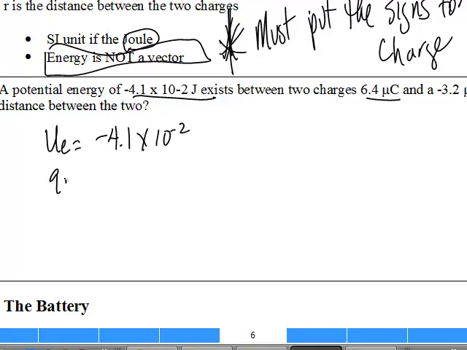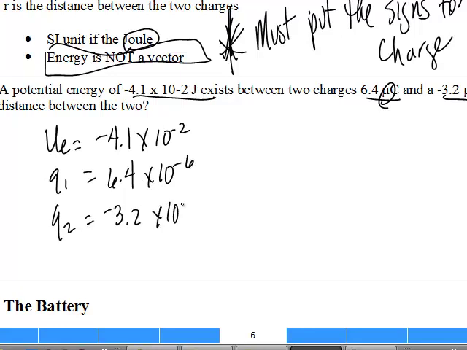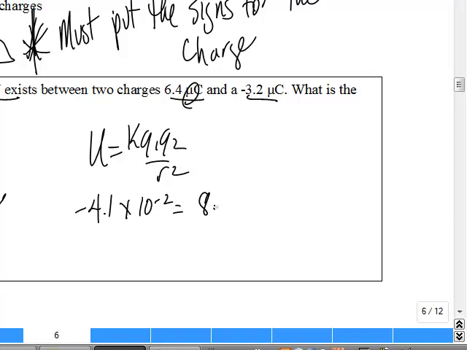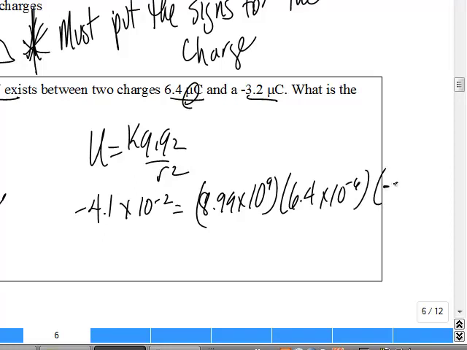I've got two charges. My q1 is 6.4. Remember that micro means times 10 to the minus 6. And then I have another q2 of negative 3.2 times 10 to the minus 6. We're looking for r, the distance between them. Here you go, plug into the equation. As we do so, we're going to have negative 4.1 times 10 to the minus 2 equals our k, 8.99 times 10 to the 9th, times 6.4 times 10 to the minus 6, times the negative 3.2 times 10 to the minus 6, all of that over r.